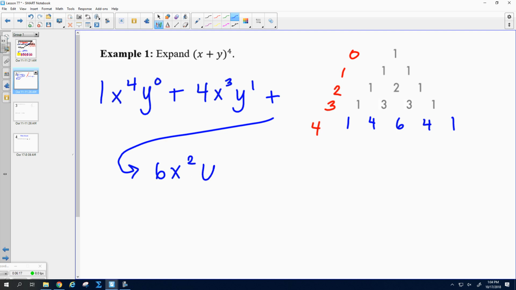Good. And my y, Kelsey, is going to be to what power? Yep. Okay, good. Notice these add to 4. These still add to 4. These still add to 4.